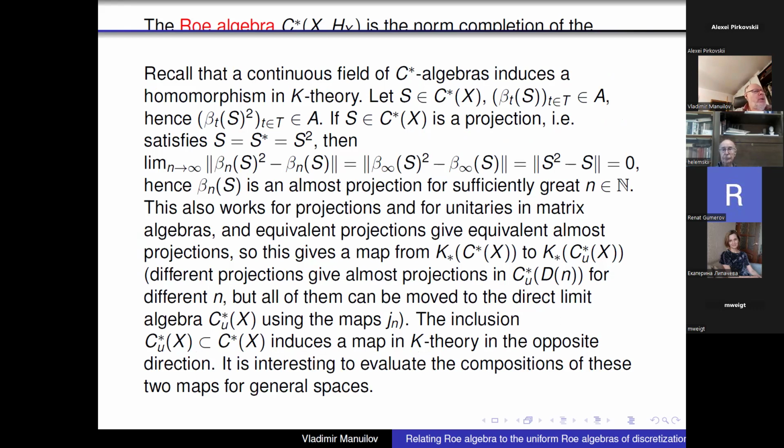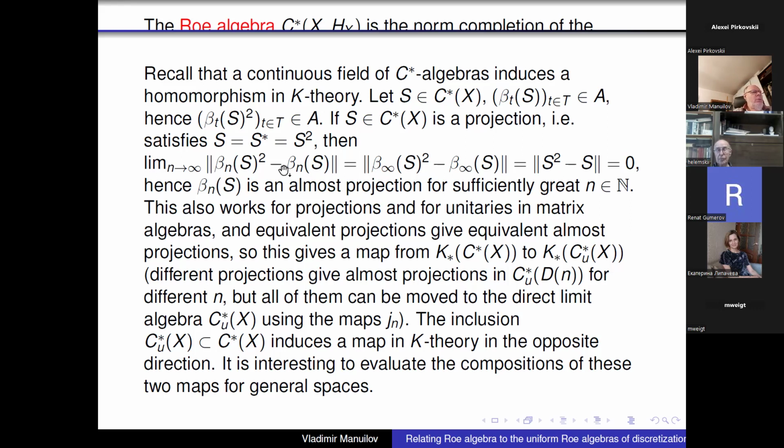Okay, and now a few words about K-theory. As I mentioned, the continuous fields of C-star algebras induce some maps in K-theory. For example, if some operator S is a projection, which means that it satisfies S equals S star equals S squared, then the limit of the maps beta sub n of S squared minus beta sub n of S is just beta infinity, which is simply S itself. So it is S squared minus S, and since S is a projection, it vanishes.